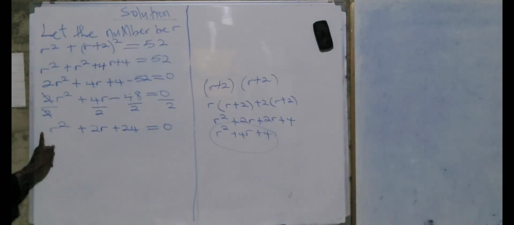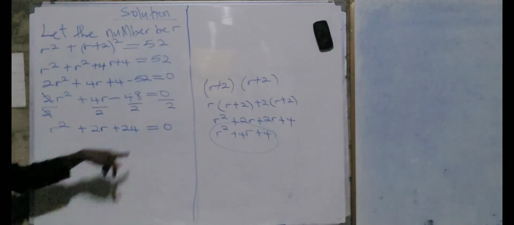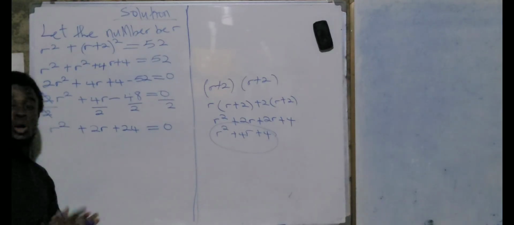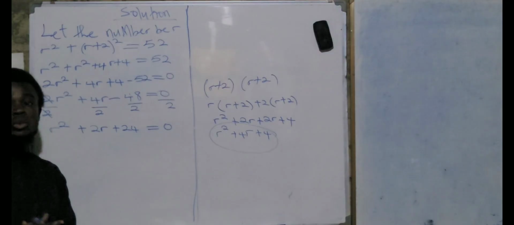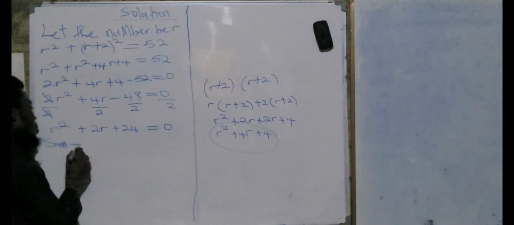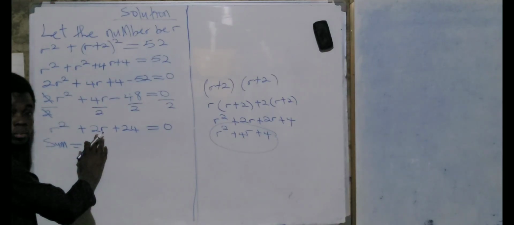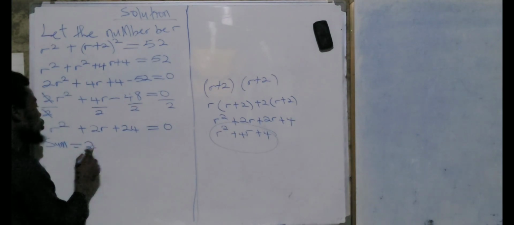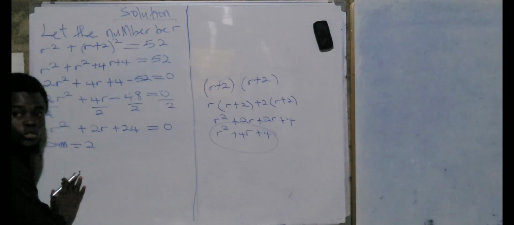Whenever we want to solve a quadratic equation using the factorization method, what do we do? First define the sum. Now the sum here is the middle value, not 24. Okay, 2, sorry. That is 2. And next step here you find the product.